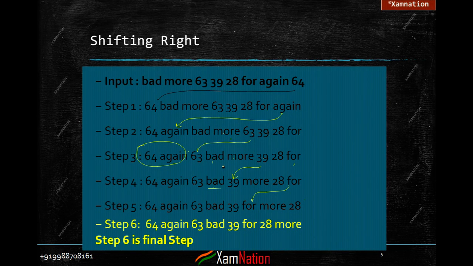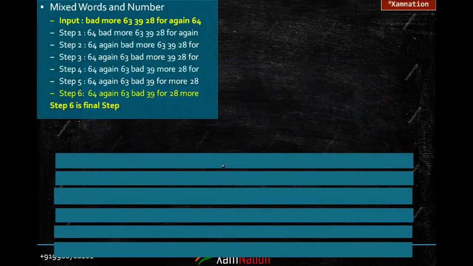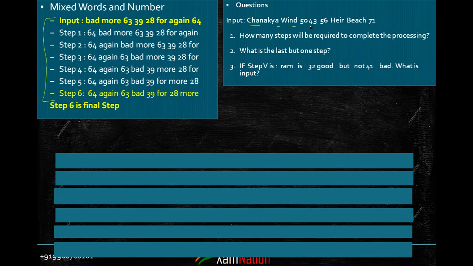Now let's see what type of question would come. They will give an input and output sequence for a machine, and you are given this as an output. If we feed this as an input, how many steps will be required to complete the processing? This type of question. They may also ask what is the last but one step, what is the third step, or the second step.